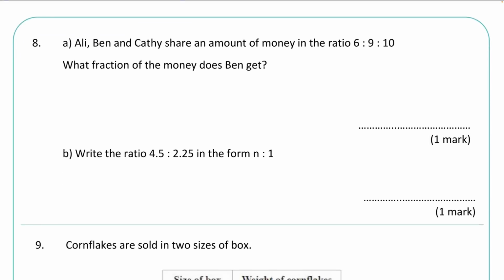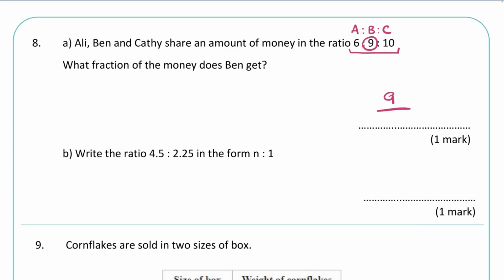It says Ali, Ben and Kathy share an amount of money in the ratio 6:9:10. What fraction of the money does Ben get? Well, looking at these, I like to label the letters for the people's names just above, and I can see that Ben is the 9. So if I'm going to write his amount as a fraction, he definitely gets 9, and then what's that out of? Well, we just need to add these up and find the total.